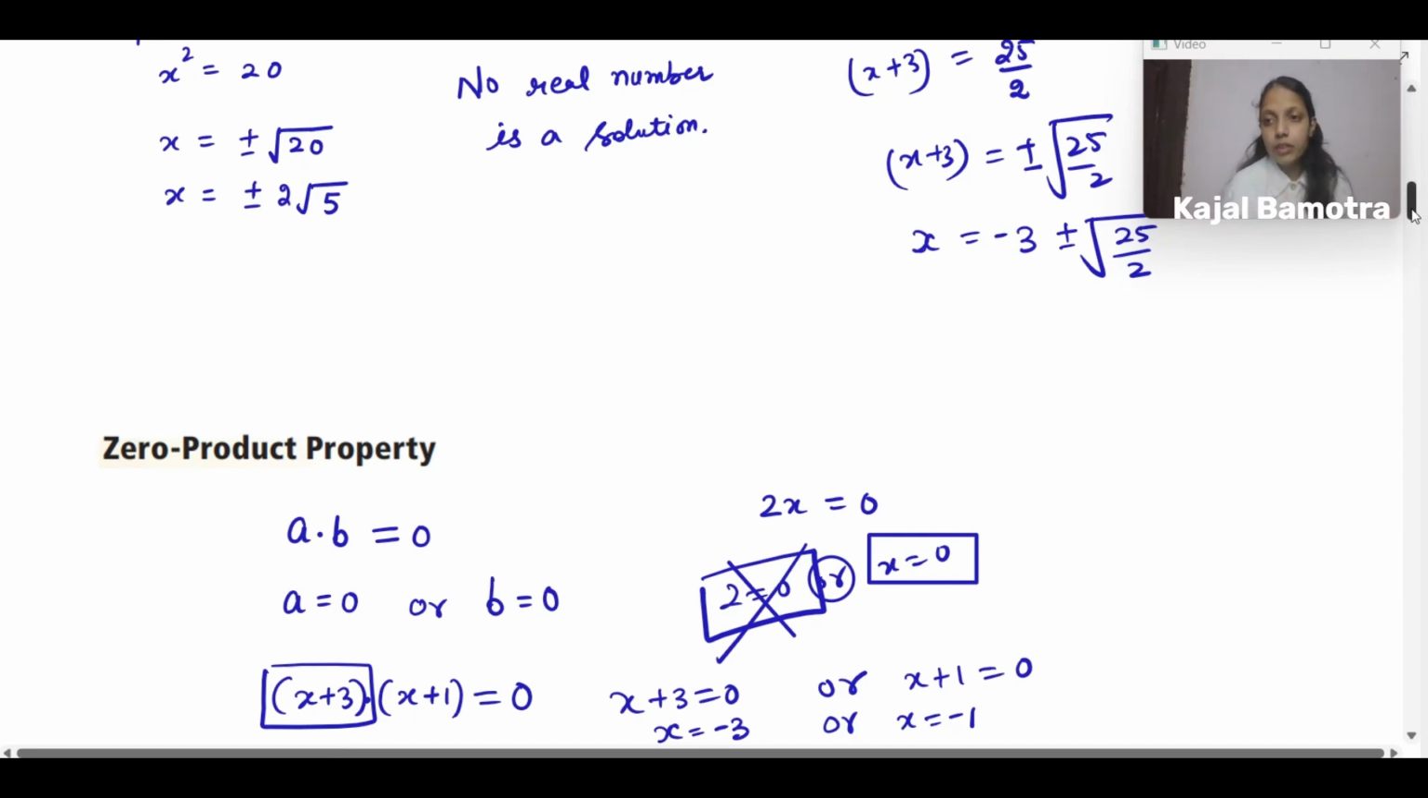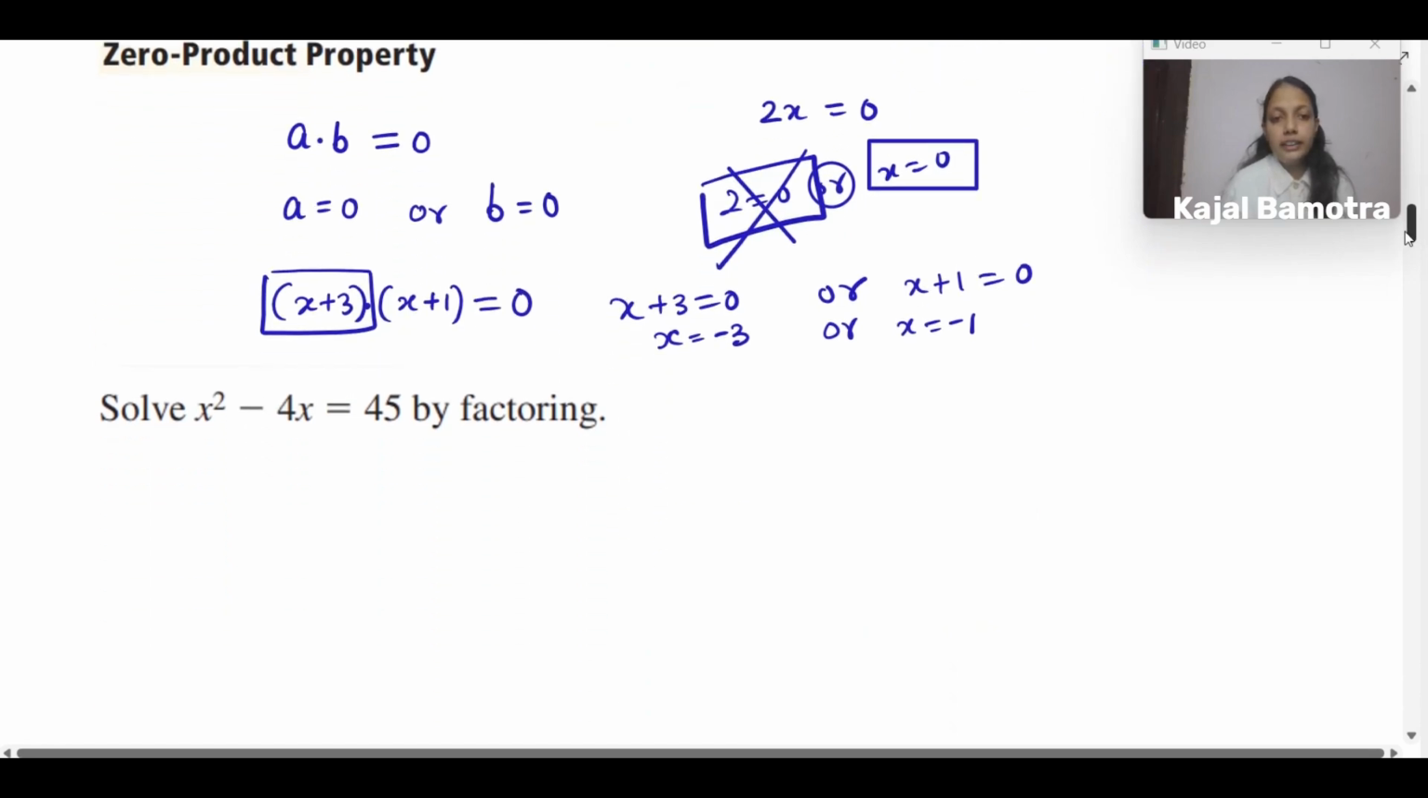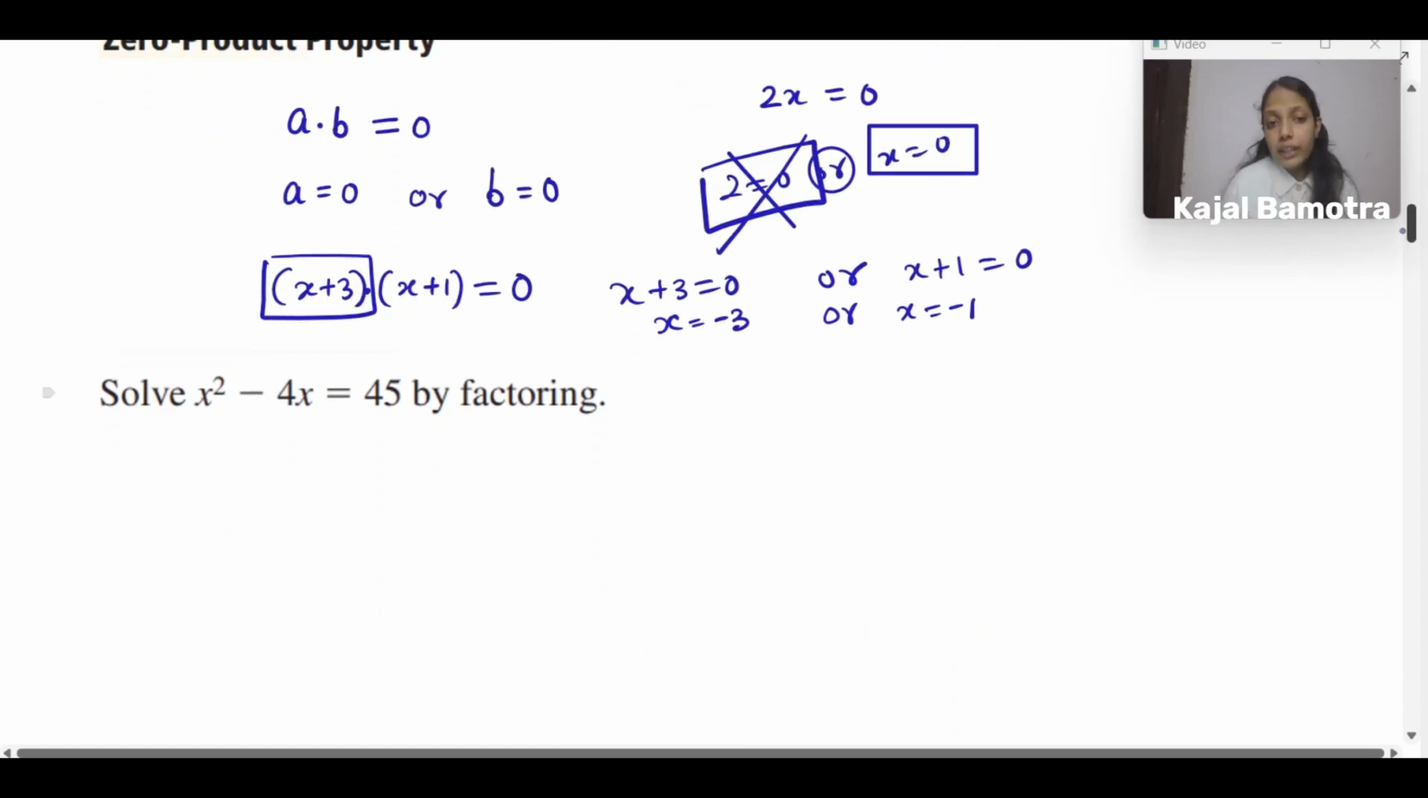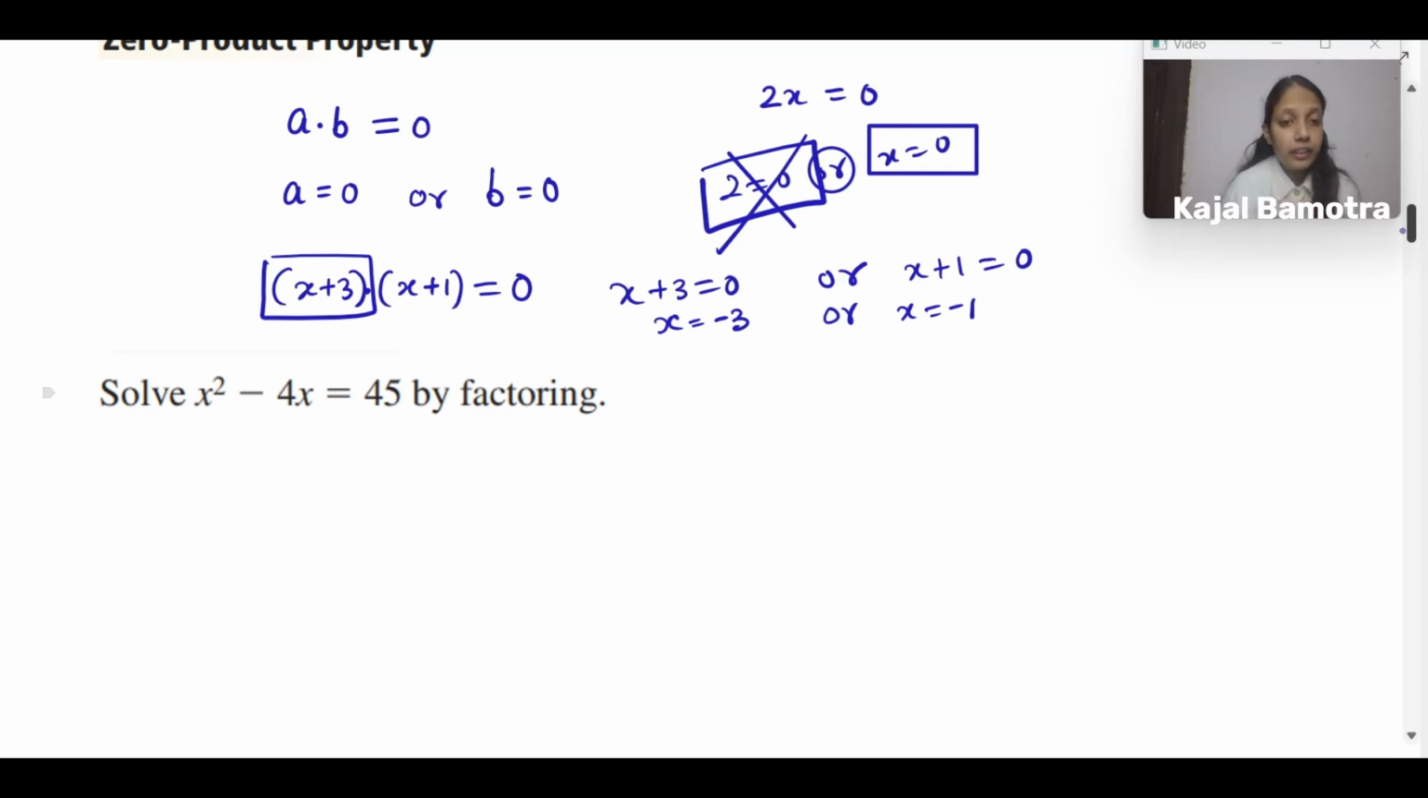Okay, let's try a question. The question says to factorize this. We can factorize only if you have everything on one side. So shift it to the left side. What is on the right side now? 0. Why? If you divide both sides, the right side would be 1, if everything cancels. But if you shift it, only 0 is left on the other side. So here I shift 45, so only 0 is left.